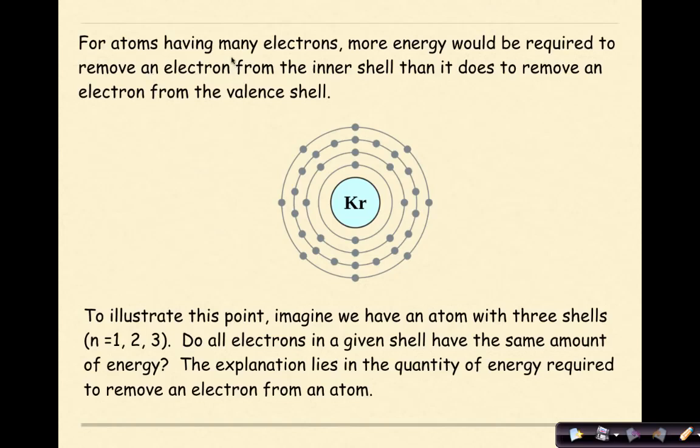For atoms having many electrons, more energy would be required to remove an electron from the inner shell than it does to remove an electron from the valence shell. To illustrate this point, imagine we have an atom with 3 shells, n equals 1, 2, 3, or in this case, we have 1, 2, 3, 4. Do all electrons in a given shell have the same amount of energy? Nope, not really. The explanation lies in the quantity of energy required to remove an electron from an atom.